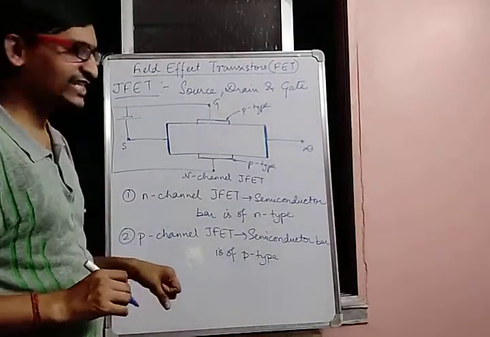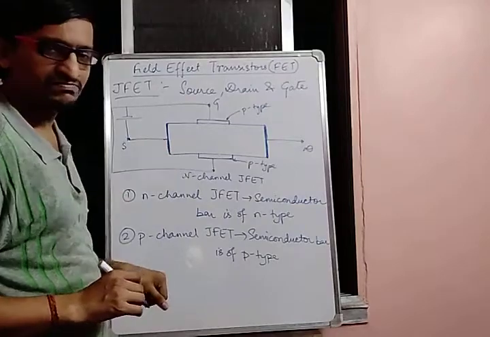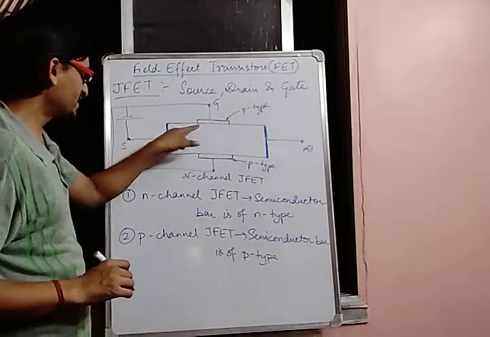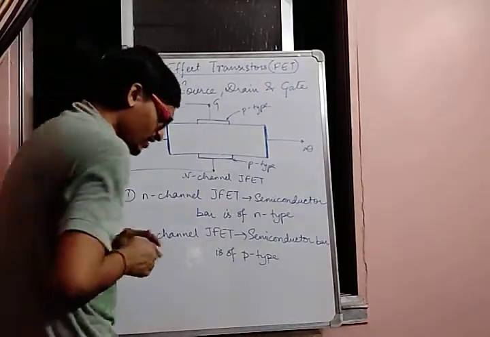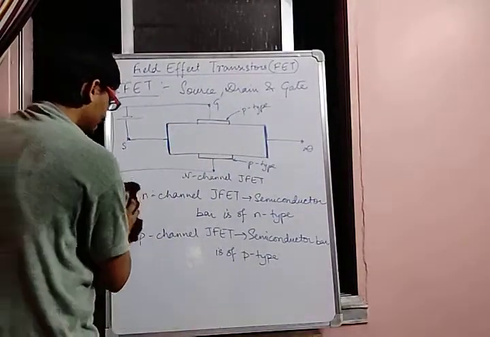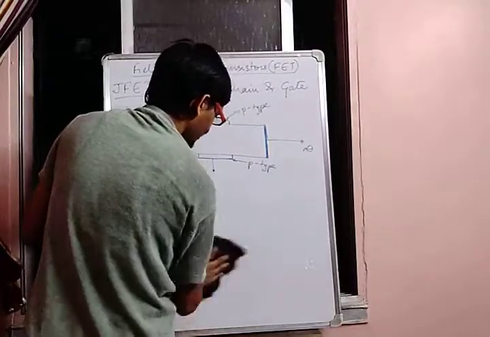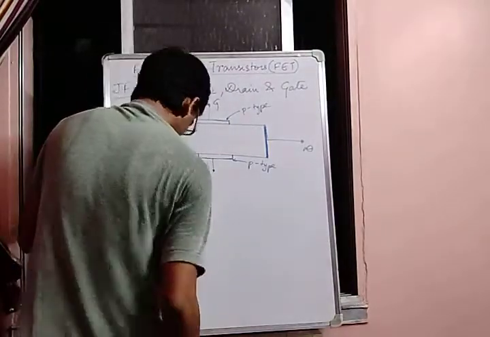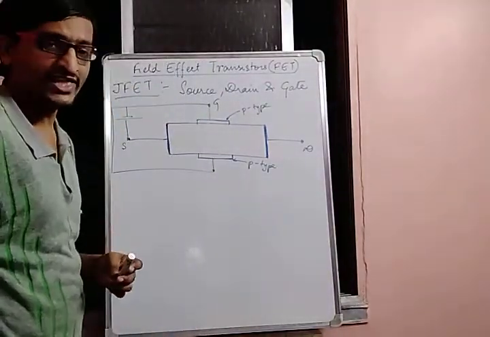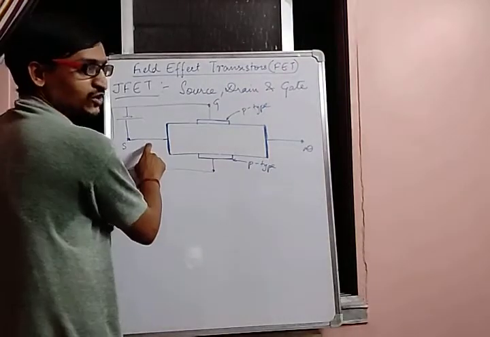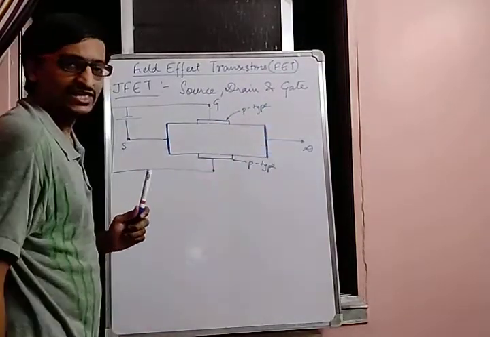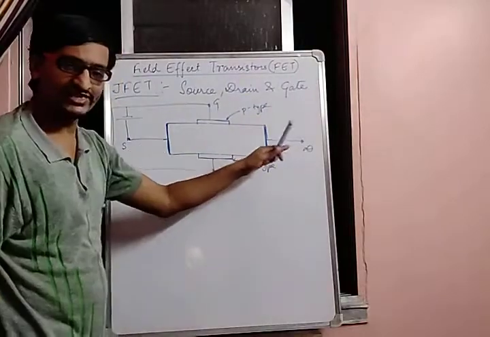So this is the case for operation of this particular JFET. Now again, for the flow of the current, obviously, this is the source. Source will supply the majority carriers, which are electrons in this case.